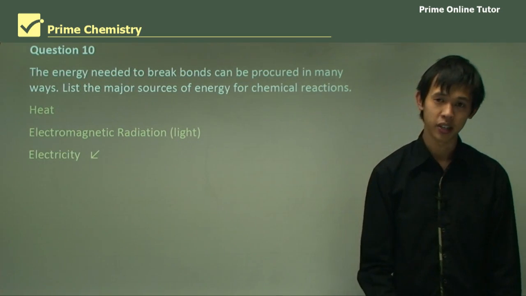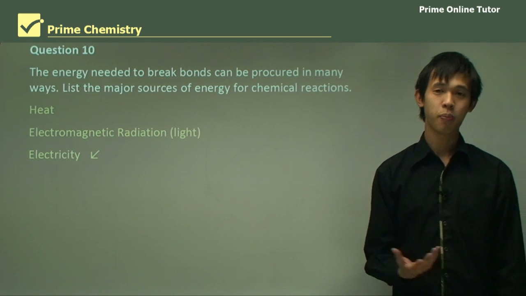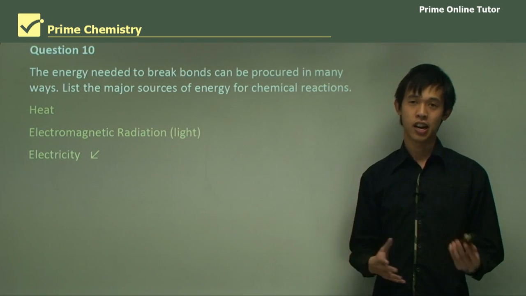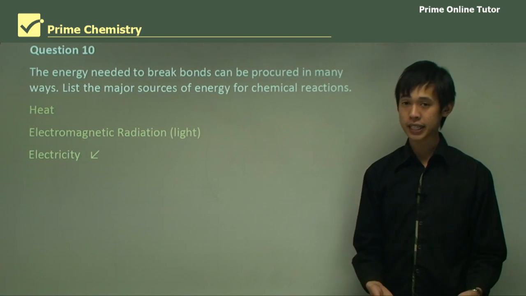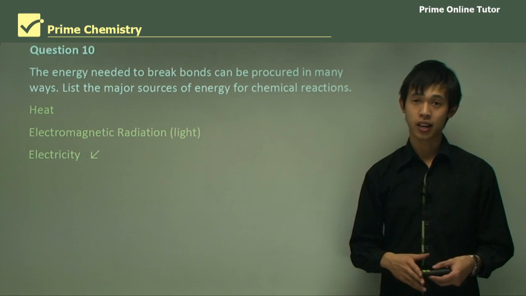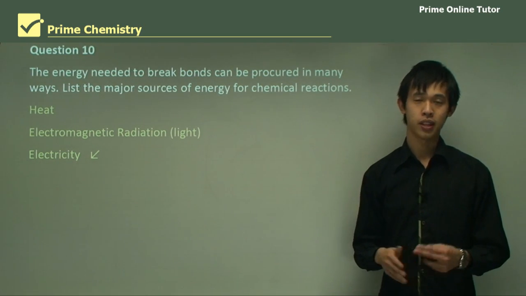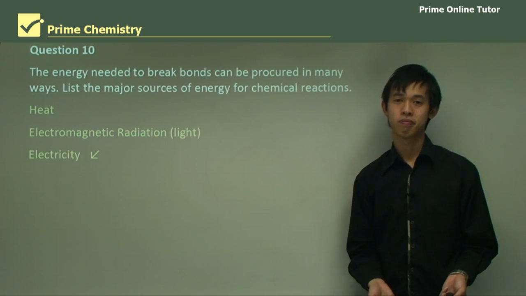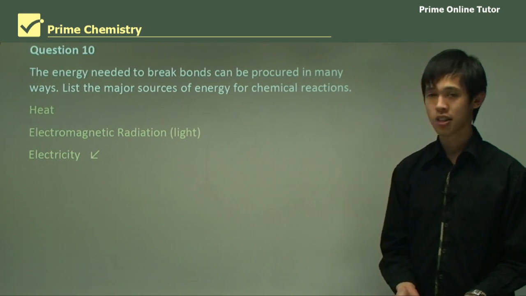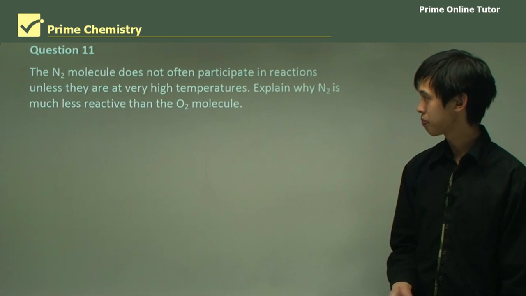And another typical one is electricity. So when we separate water into hydrogen and oxygen, we use electricity. But more practically, when we want to separate metals from their impurities, we tend to use electricity as well. Okay. So moving on to question 11.